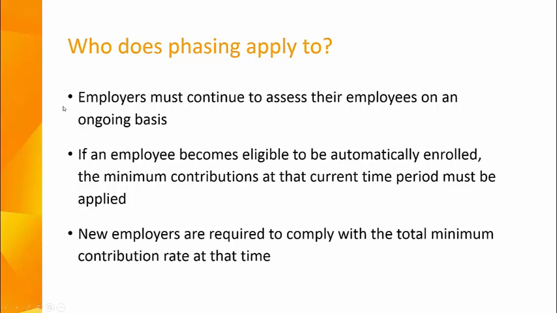Phasing also applies to new employers, whereby if an employer reaches their auto-enrolment duty start date on or after the 6th of April 2018, they will immediately be required to comply and implement the total minimum 5% contribution rate. Equally, employers who reach their duty start date on or after the 6th of April 2019 will need to comply with 8% total minimum contribution rate.